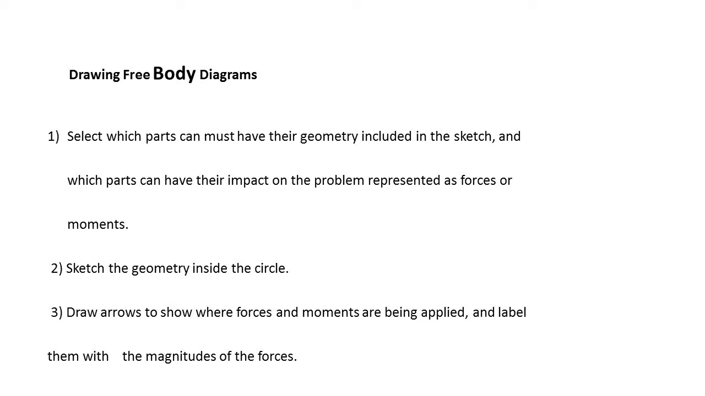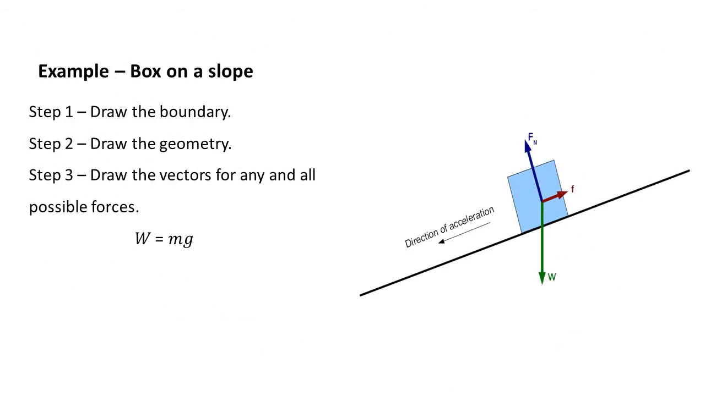So let's do an example of a box on a slope. First I'm gonna draw a boundary around the box. We won't analyze the slope, we want to know what is happening to the box. Perhaps we want to determine if it will slide or how much force would be needed to make it start moving. Second, we're gonna draw the geometry, and third, the vectors for any and all possible forces.